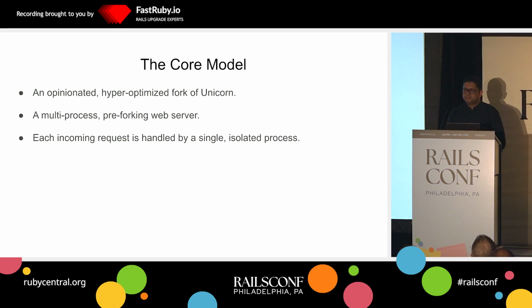At its heart, Pitchfork is a direct descendant of Unicorn. It fully embraces the one request per process model. This provides true GVL-free parallelism and outstanding resiliency. But Pitchfork's creator wanted to solve the biggest drawback of this model: memory usage.